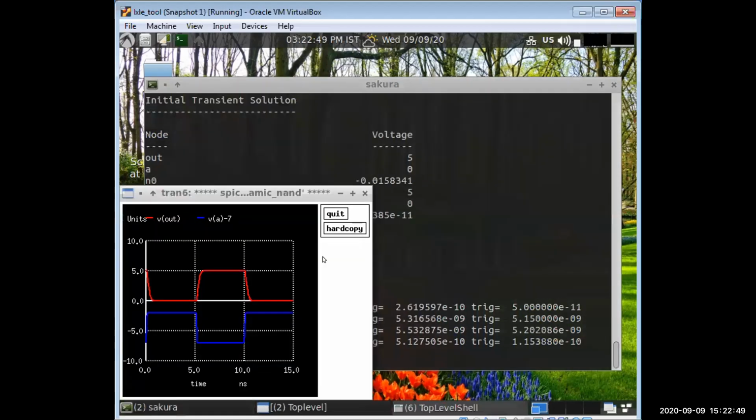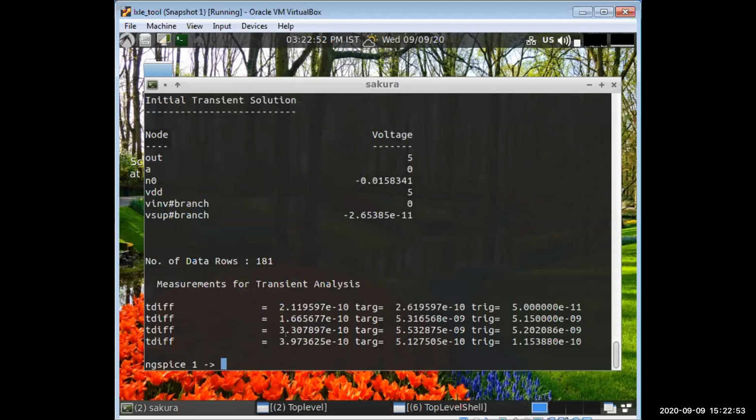So see that, the difference is already there. Initially it was 1.30, but it's 2.11. That was 1.73, it's 1.66. That is 3.26, it is 3.30. That was 2.42, it's 3.97. So these are the differences. The first one is your propagation delay, that is 2.11.